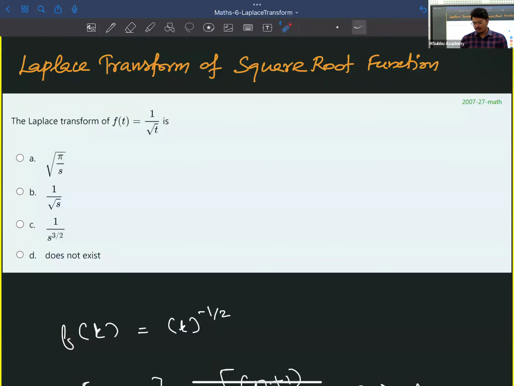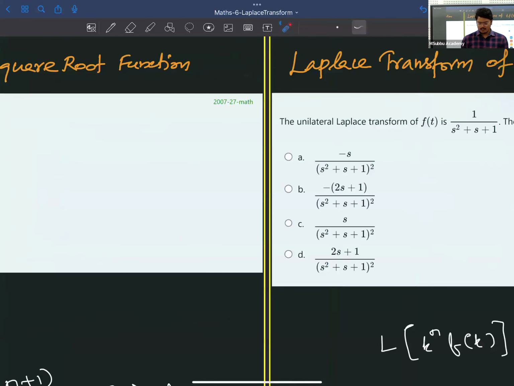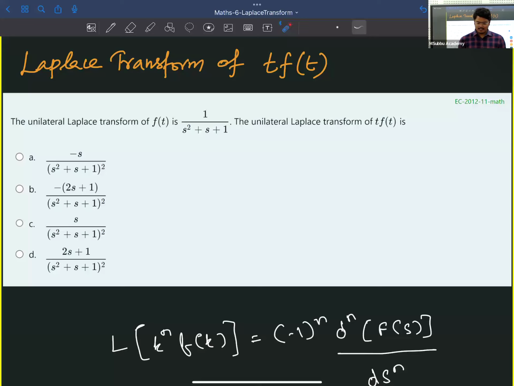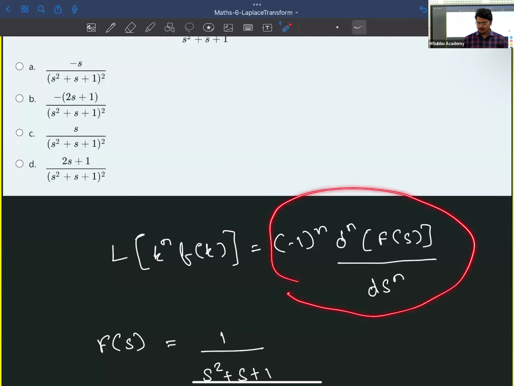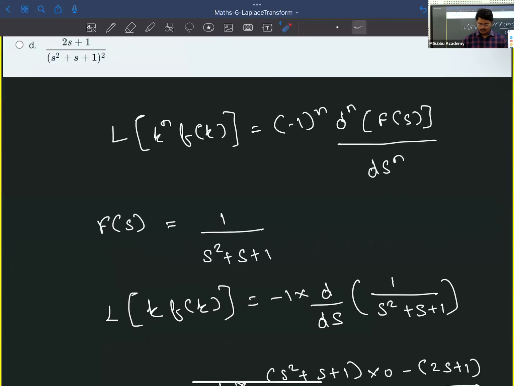Okay, then you're good with this, I guess. So we'll move on to the next problem. Laplace transform of t into f of t is the same method. Here 1 by s square plus s plus 1 is the Laplace transform of f of t they have given. So we have to find the Laplace transform of t into f of t, using the same formula which we have used before.